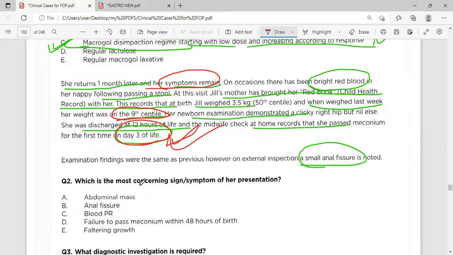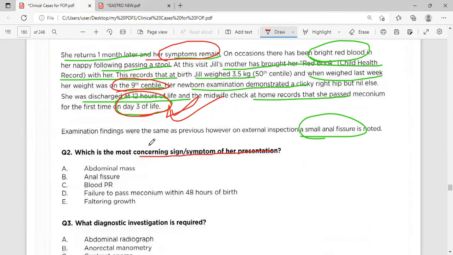What is the most concerning sign and symptom of the presentation? From the presentation she has given: abdominal mass, anal fissure, blood per rectum, failure to pass meconium, faltering of growth. Which one is very important? Which one should you be concerned about? Failure to pass meconium.